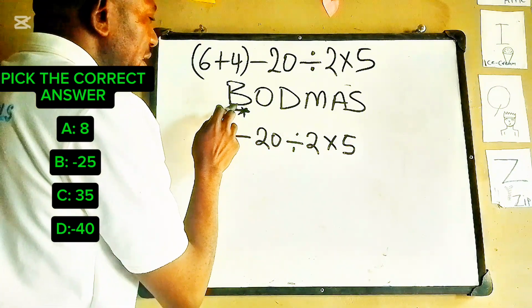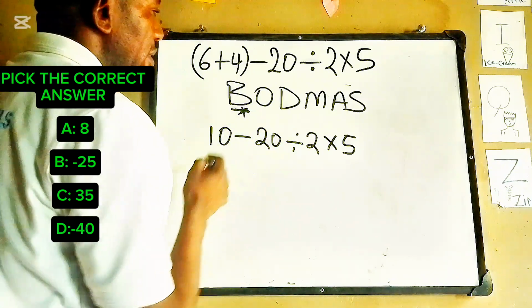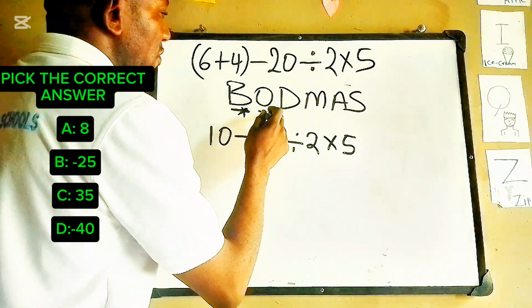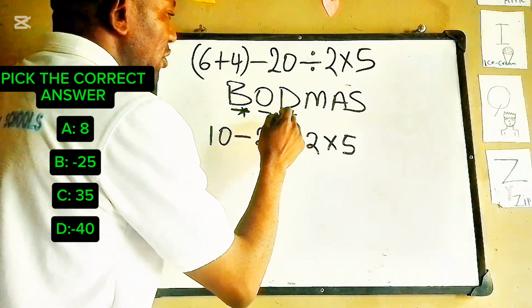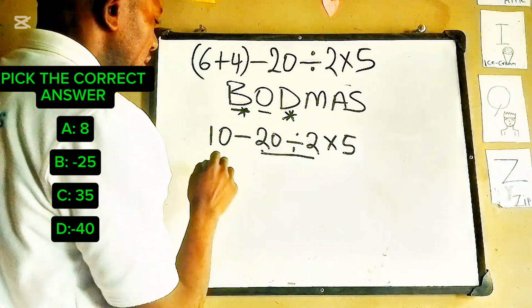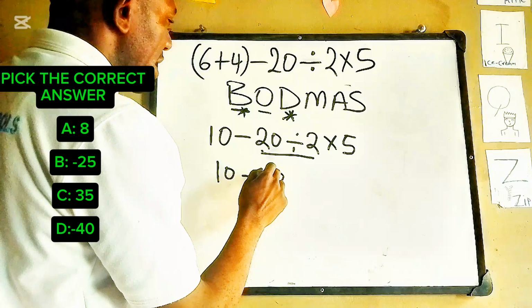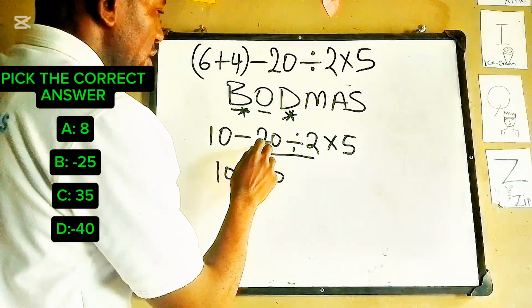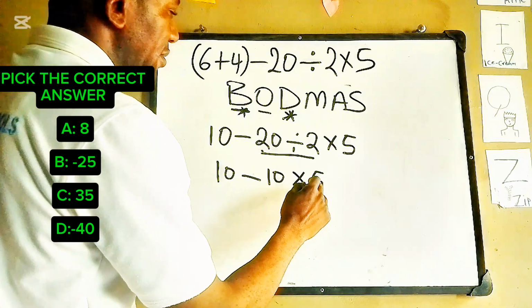After the bracket, we have of. There's no of here. Okay? The next, there's no of here. The next is division. Division. So we take this. Alright? 10 minus 10. 20 divided by 2 is 10 times 5.